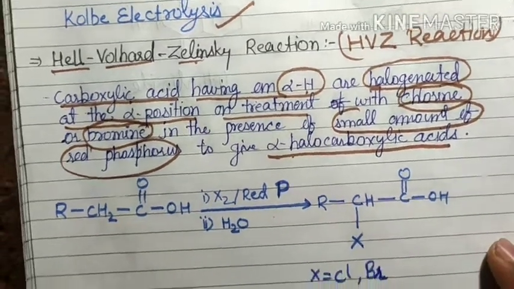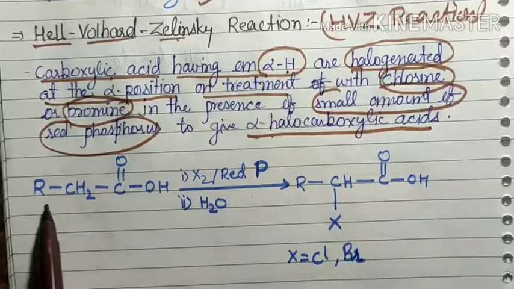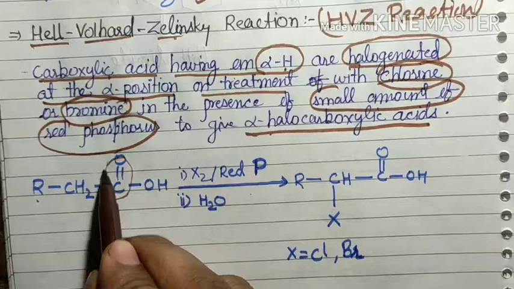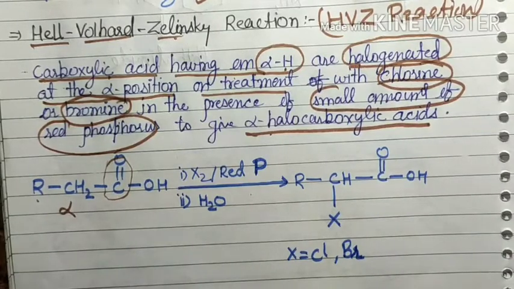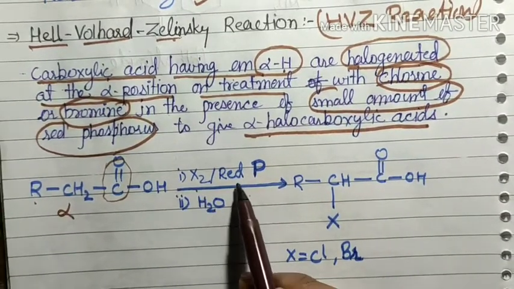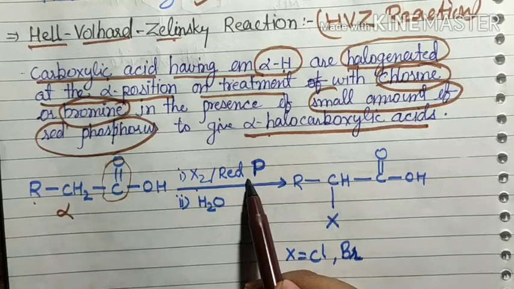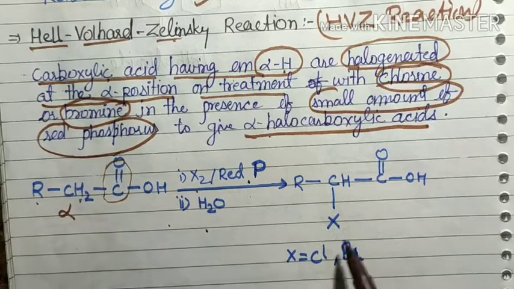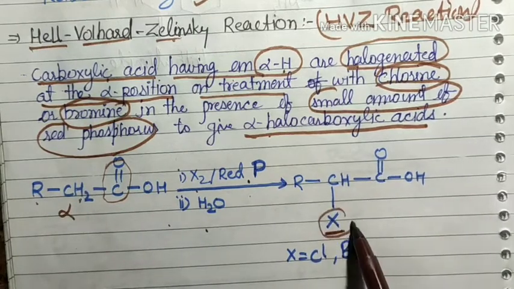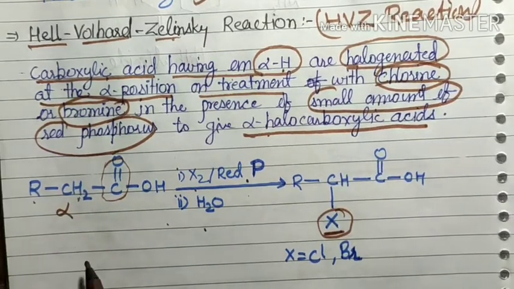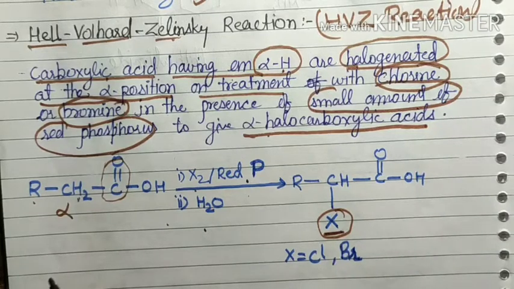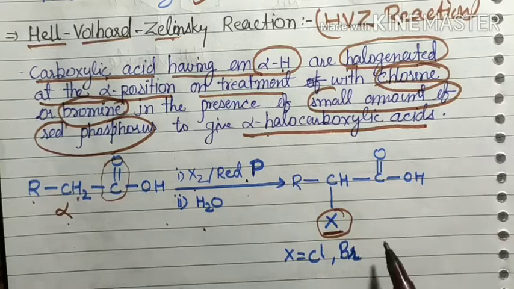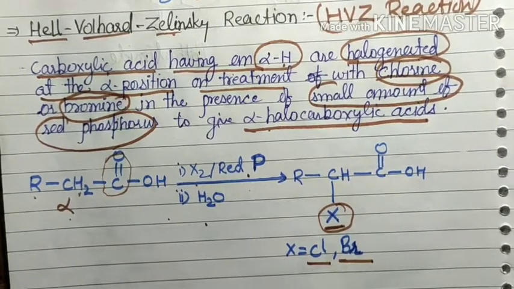So this is a statement, but the representation is very easy. This is a carboxylic acid, and this one is the functional group. So this carbon is the alpha carbon. When it reacts with X2 in the presence of red phosphorus in the very first step, and in the second step water, the alpha hydrogen is replaced by the halogen atom. This is the only change here. This is a single substitution. The alpha hydrogen is replaced by the halogen atom, and the halogen is only chlorine or bromine.